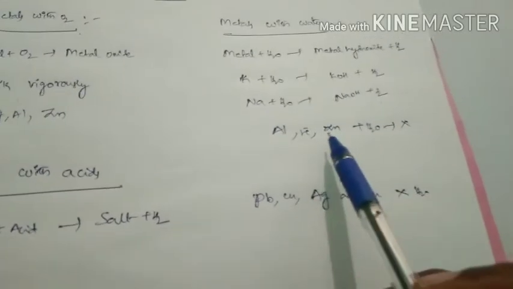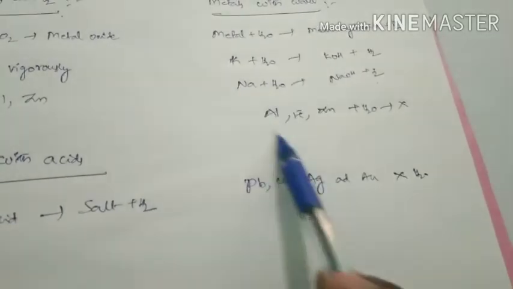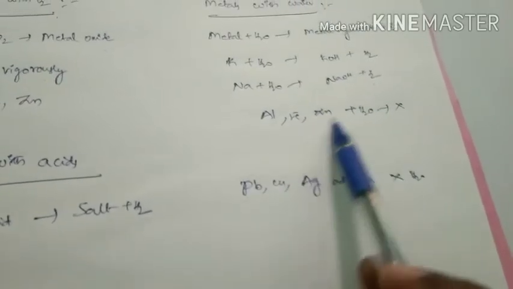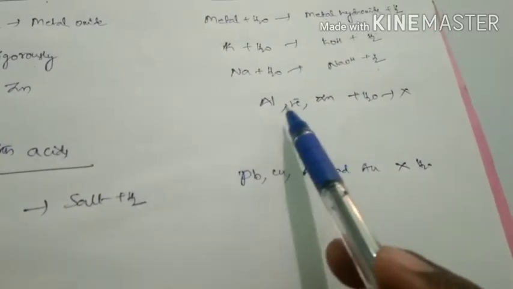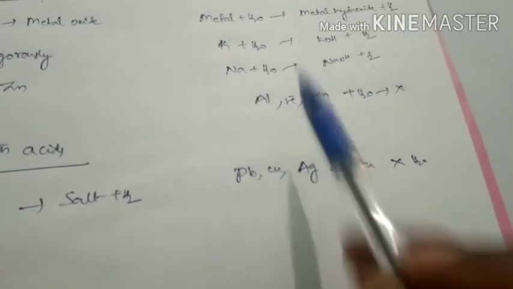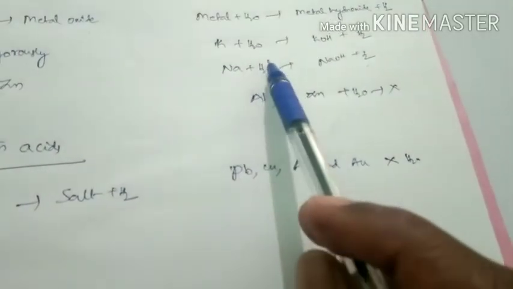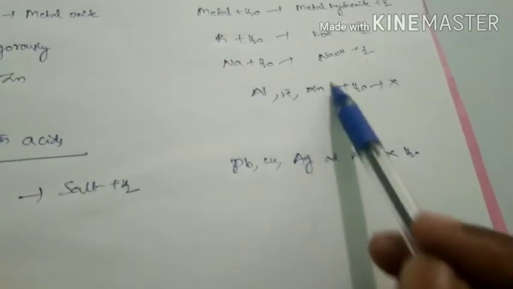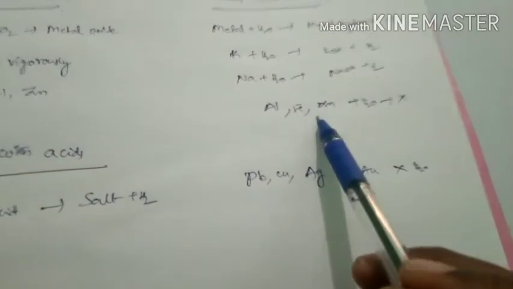Here one more point is there: aluminium, iron and zinc. These metals do not react with cold water and hot water. Aluminum and iron both react with steam, that is, water vapor. They can react with steam, but they do not react with cold water and hot water. Then what about zinc? Zinc has an oxide layer around its surface, so zinc cannot react with water.